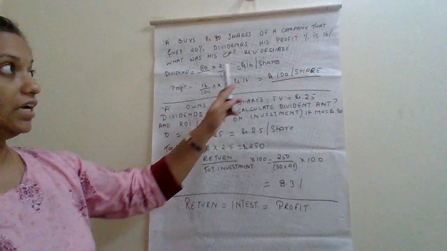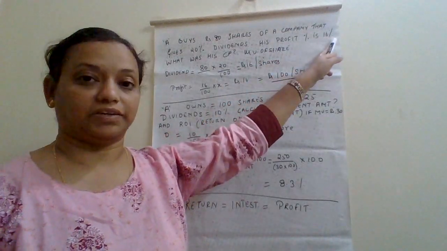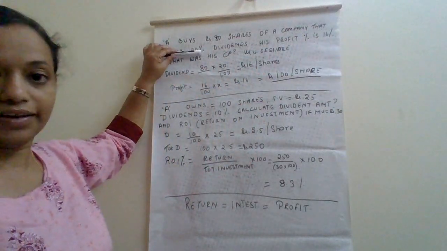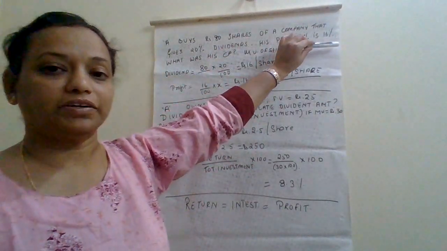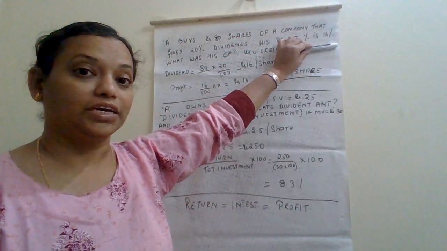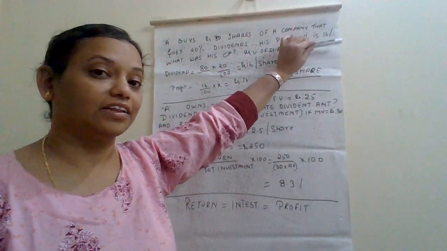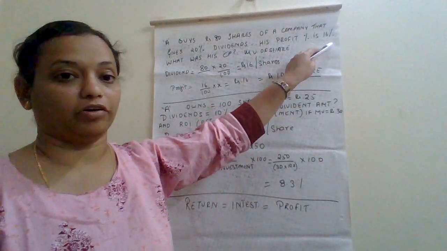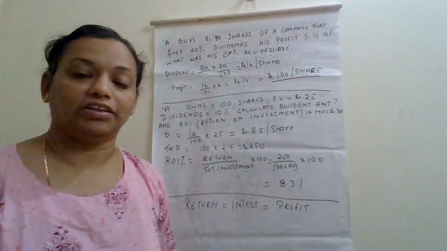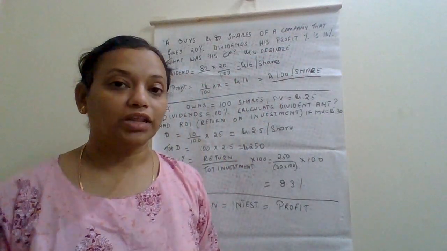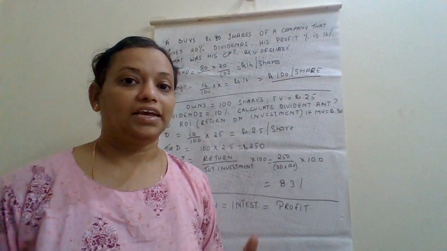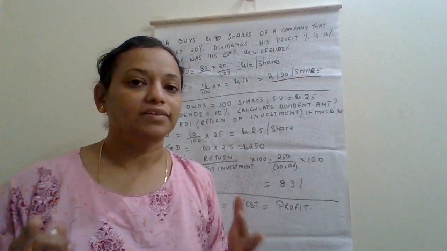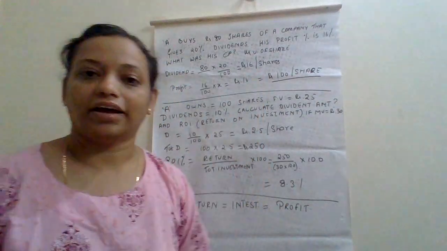Then what have they told? His profit percentage is 16%. So he's got a dividend of 20%, but his profit percentage is 16%. That means the market value of the share is higher than the nominal value. 16% is the profit, but 20% is the dividend that is given. That means the dividend is more than the profit percentage. That means he has paid more than the nominal value, so you can understand that the market value is higher than the nominal value.